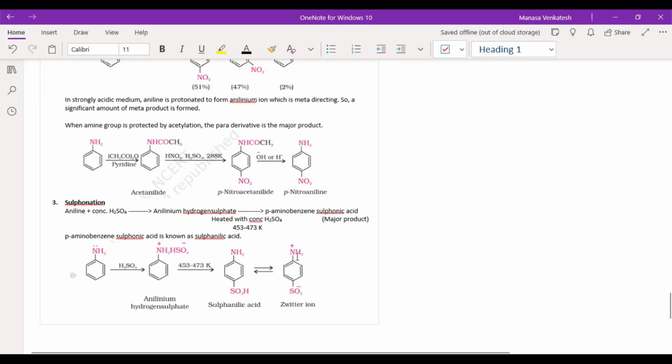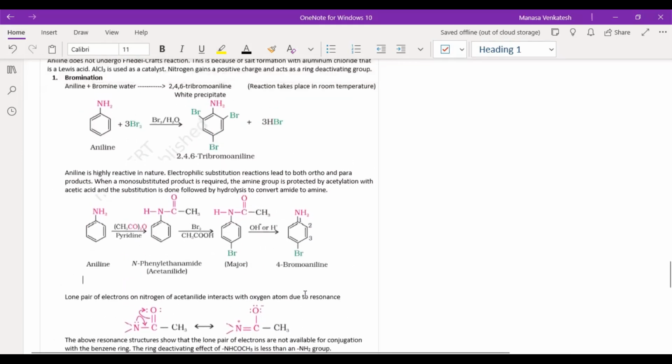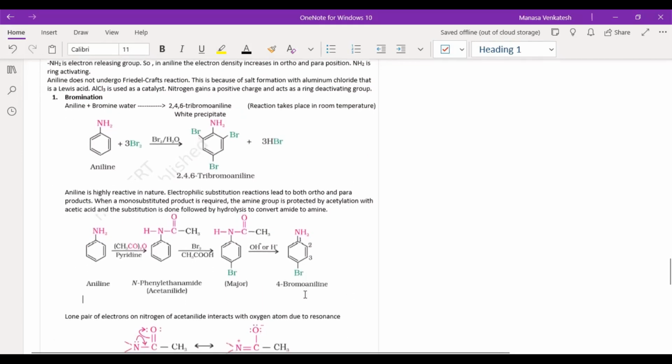A Zwitter ion does not have an overall charge. The NH3 has a positive and SO3 has a negative charge. So with that, we're done with the reactivity. I will just go over bromination again.